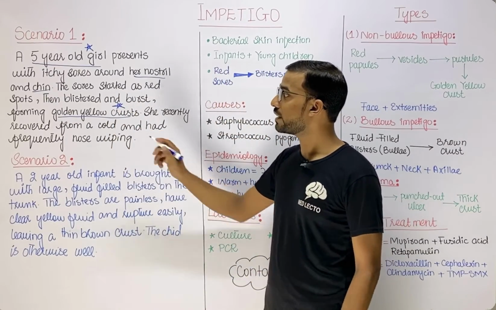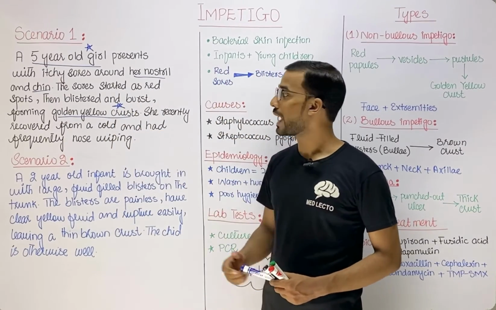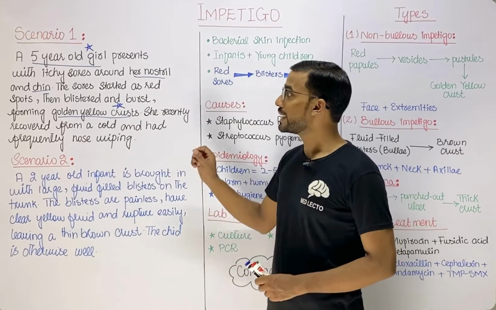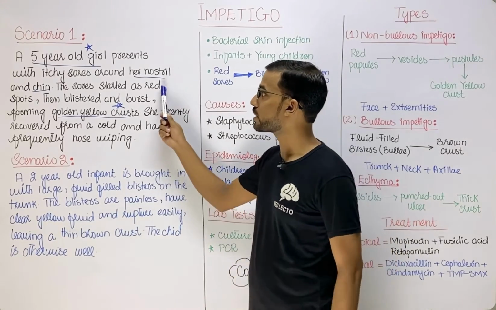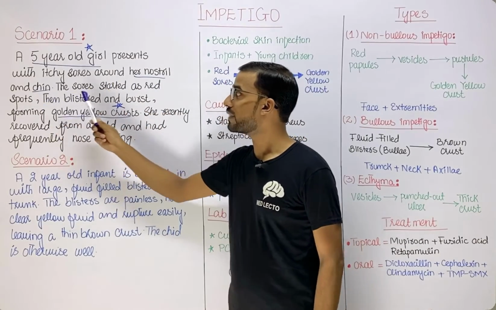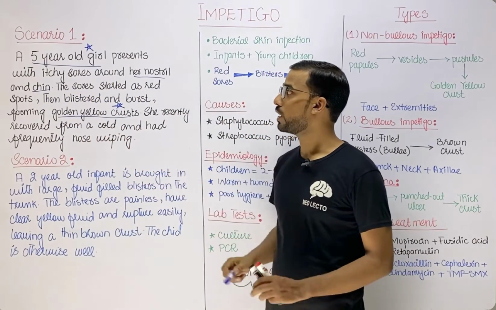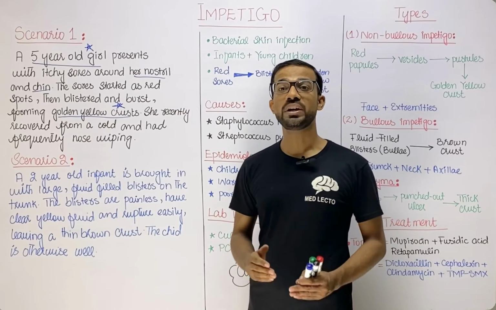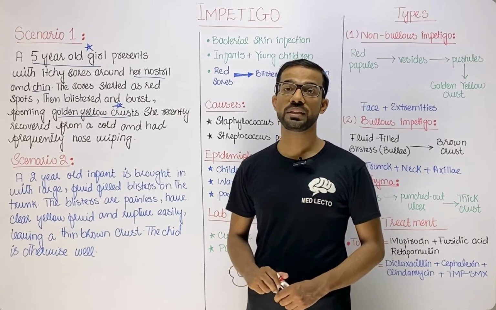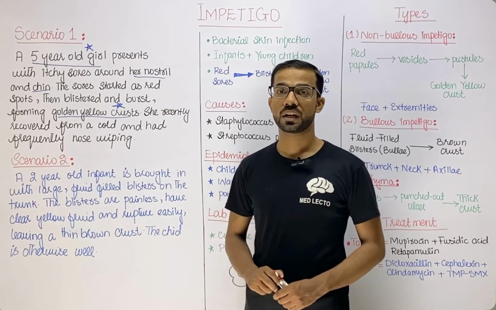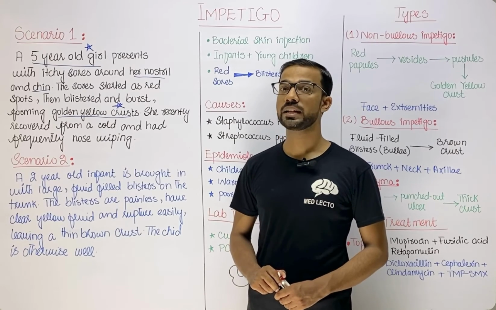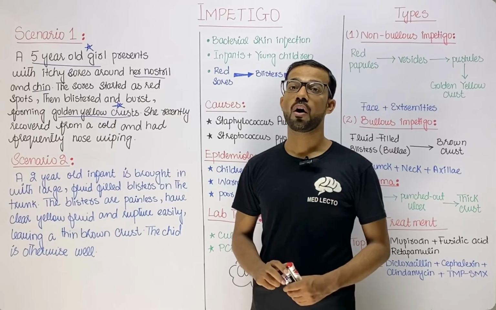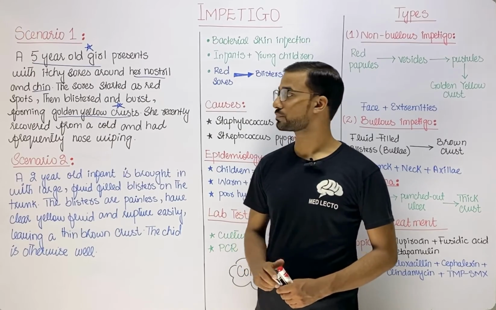She recently recovered from a cold and had frequent nose wiping. So it indicates it starts with red spots, then blisters, and after bursting, you will see the golden yellow crust. So you will diagnose on the basis of the stages of impetigo. So it's a non-bullous impetigo because there is no bullae formation in that case.